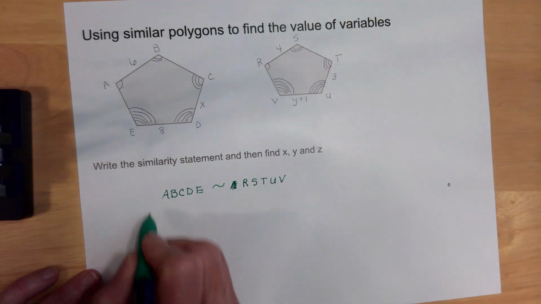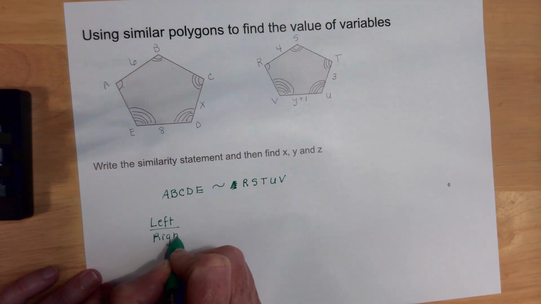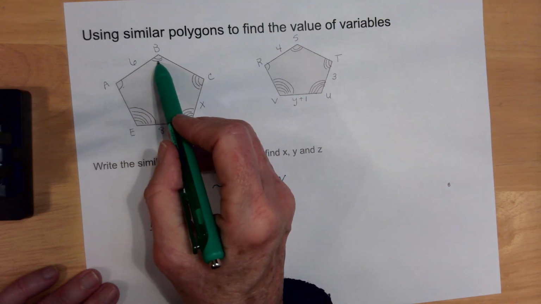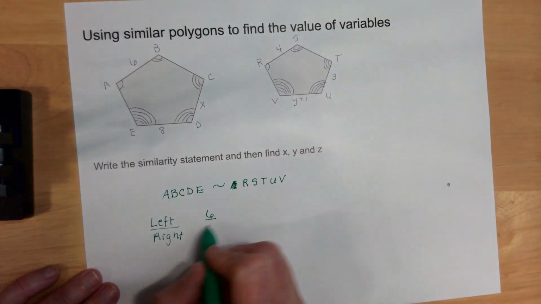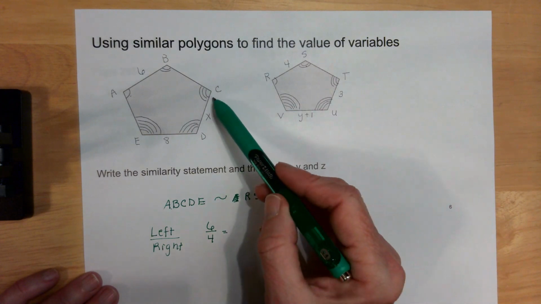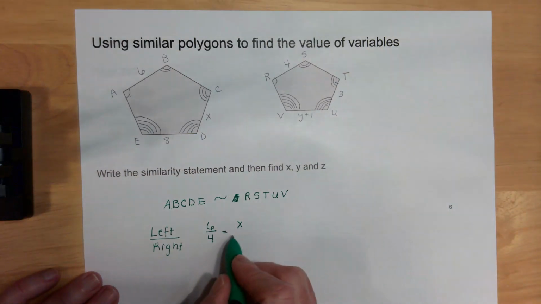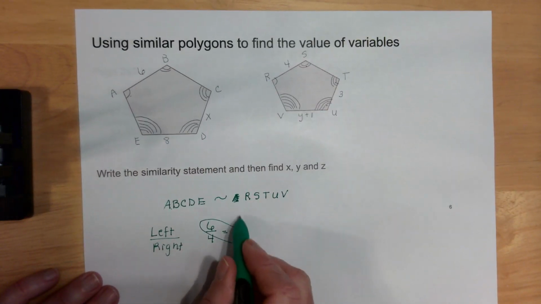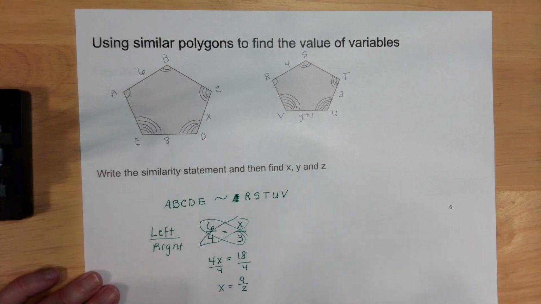So I look at these, and again I'm going to write left over right so I know what I'm putting where. The measurement between the 1 and the 2 curves on the left is 6. Between the 1 and the 2 on the right is 4. So then I can use that to solve for these other things. Between the 3 and the 4 on the left is x. Between the 3 and the 4 on the right is 3. So now I cross product and I solve. I have 4x is equal to 18. I'm going to divide by 4, and I'm going to get x is equal to 9 over 2, or 4.5.